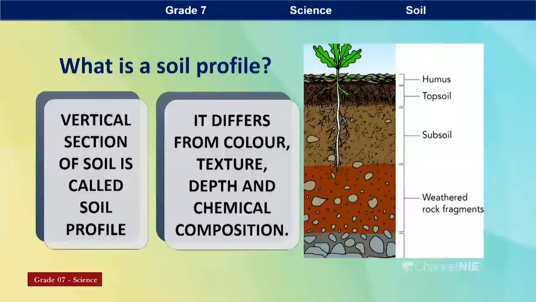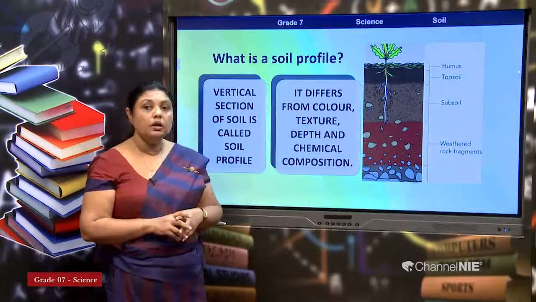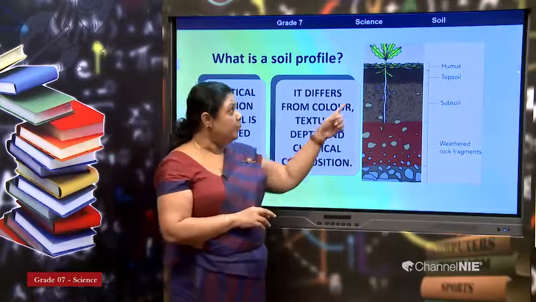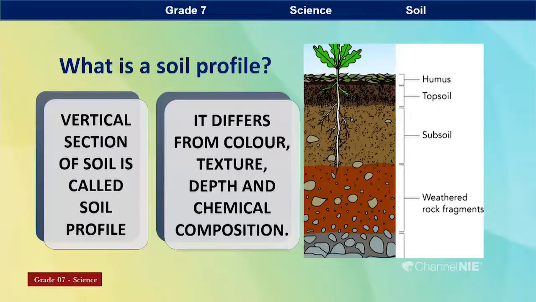Now, if we talk about this, see, what is the topmost? It is humus. Topsoil is made out of humus. There is something called subsoil, where the roots move inside. Later, that weathered, I hope you know the word weathered, that means broken down into particles of rock fragments. So, weathered particles are found here.